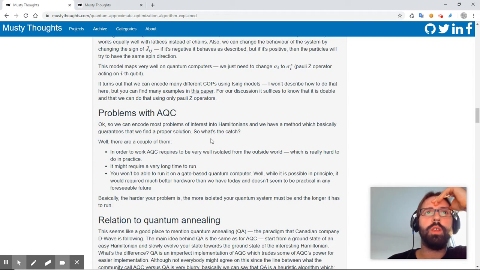Problems with AQC. So we can encode most problems of interest into Hamiltonians, and we have a method which basically guarantees that we find a proper solution. So what's the catch? In order to work, AQC requires being very well isolated from the outside world, which is really hard to do in practice. It might require a very long time to run. You won't be able to run it on a gate-based quantum computer. Well, while it is possible in principle, it will require much better hardware than we have today. So this is impractical in the foreseeable future. Basically, the harder your problem is, the more isolated your quantum system must be, and the longer it has to run.